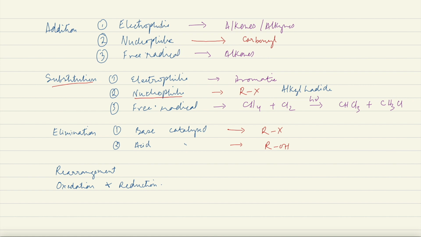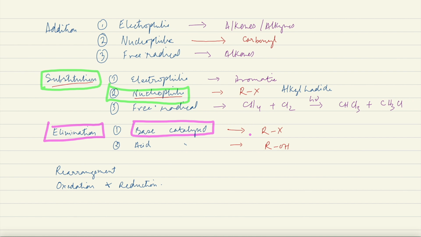Now we will take a look at this reaction which I have told you that we will discuss, that is the substitution, and the second one, that is nucleophilic substitution. And later as we proceed, we will then go on to the elimination, base catalyzed type of elimination, which involves the alkyl halides. Now you can see here this involves alkyl halides.